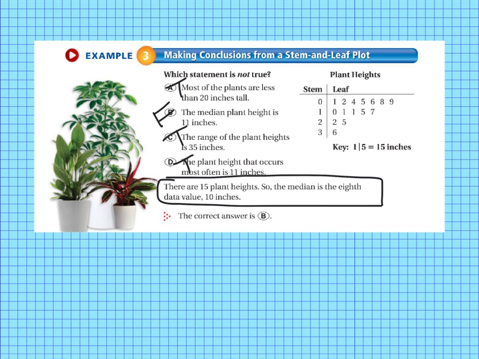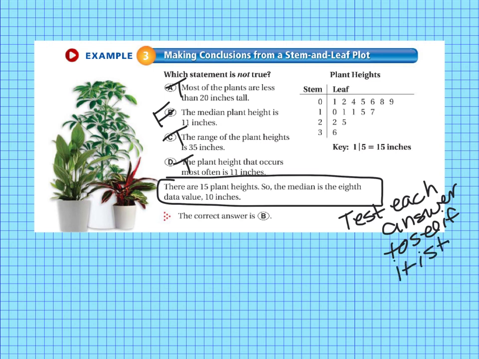So your steps for doing this are to test each answer to see if it is true. Okay, and remember that you are looking for the one that is false, so the one that is not true.